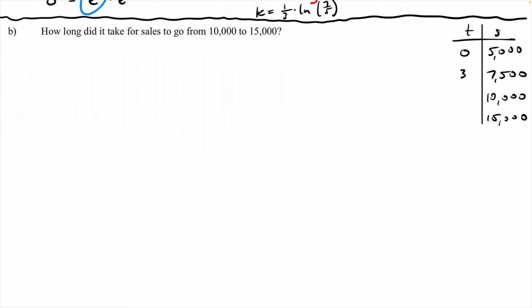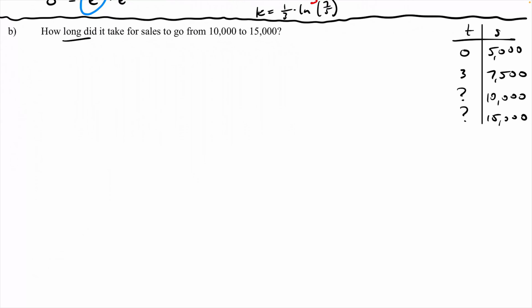Good. The question is saying how long. So what it's asking is, what are those two numbers, and then subtract them, right? How long? So how can we figure out what each of those is? Solve for t, right? We got S, solve for t.